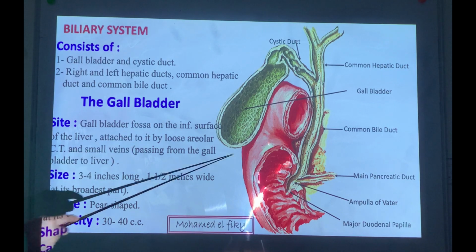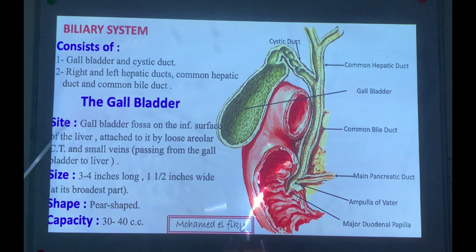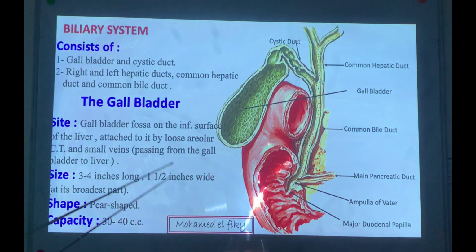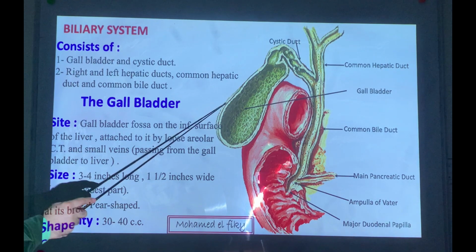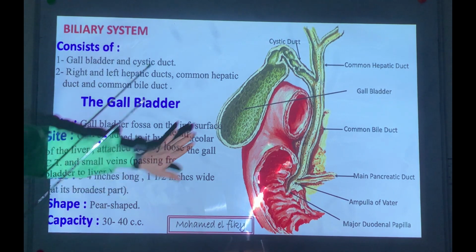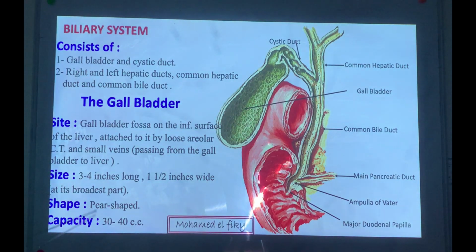We begin with the gallbladder. Site: the gallbladder is present in a fossa in the liver called the gallbladder fossa, in the right lobe. Size: 3 to 4 inches long and 1.5 inches wide. It is pear-shaped. The capacity of the gallbladder for bile is about 30 to 40 cc.